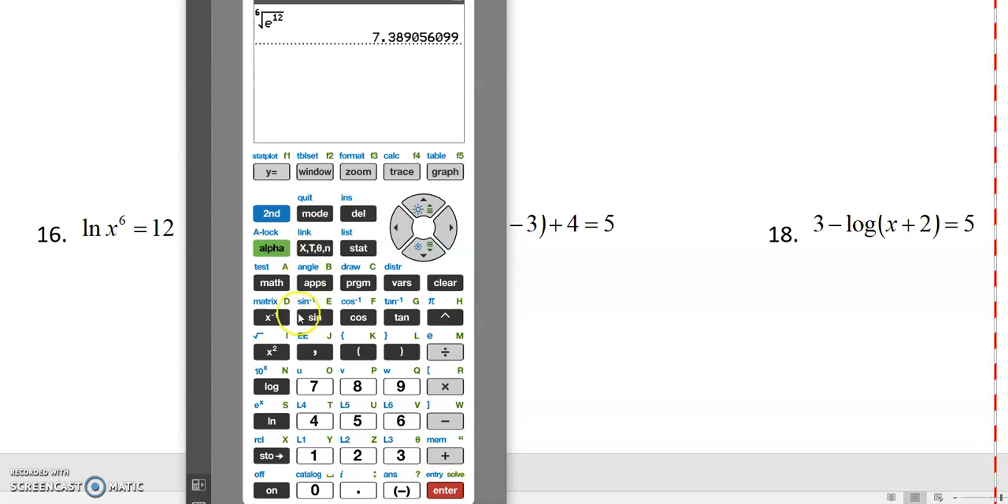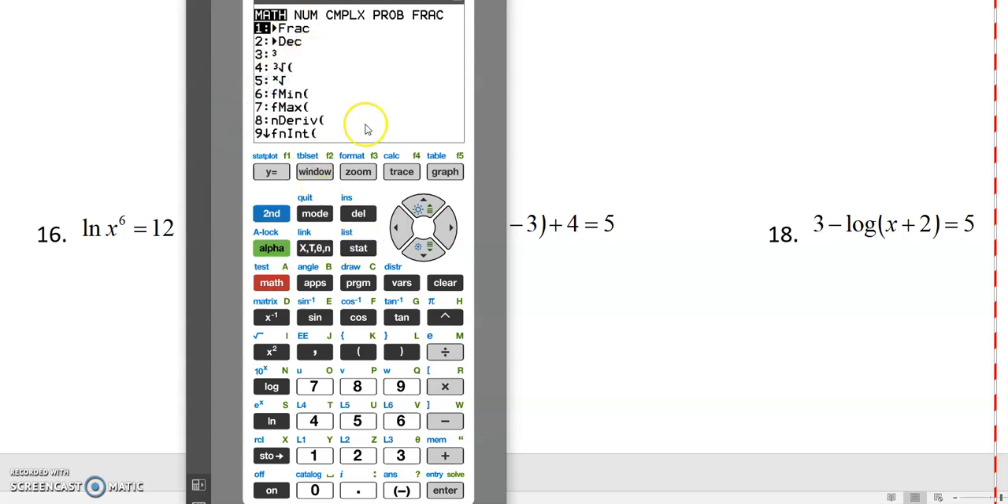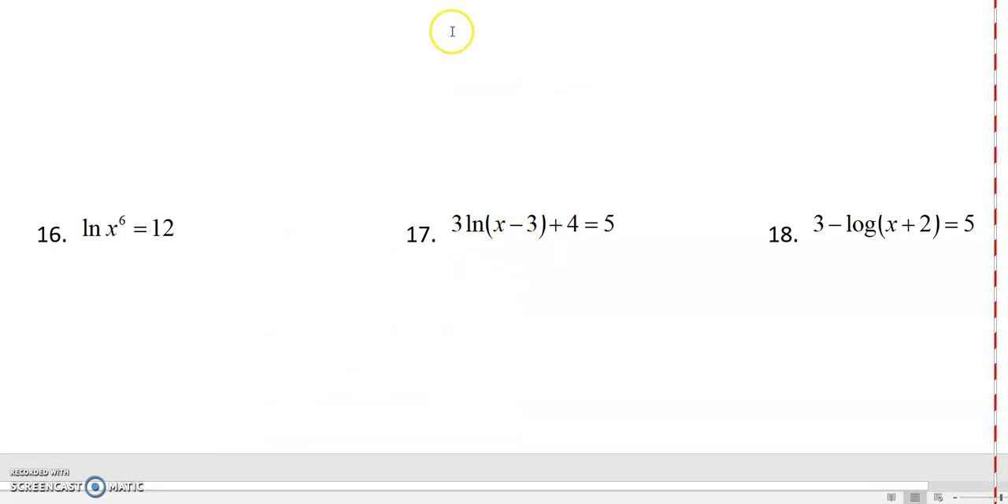Okay? So under math, you've got any kind of root you want. And so if I need a 5th root or 6th root, I can put the x root in and then get that root. Okay? And then if you need the e term, we're going to use that second button and the e. Okay? All right, so let's look at number 17. This will be the last one we look at.